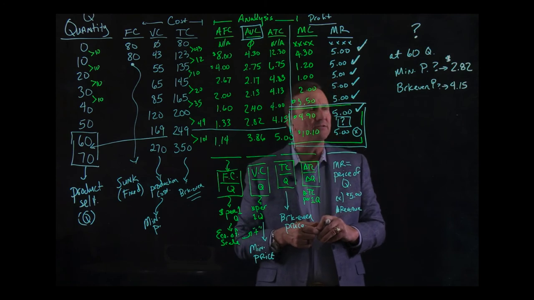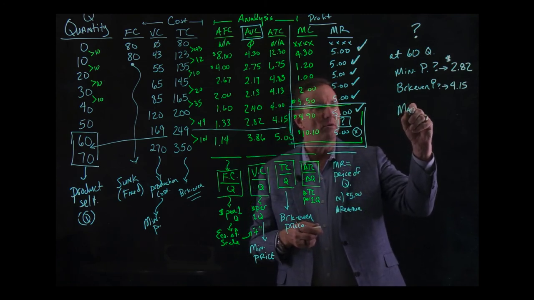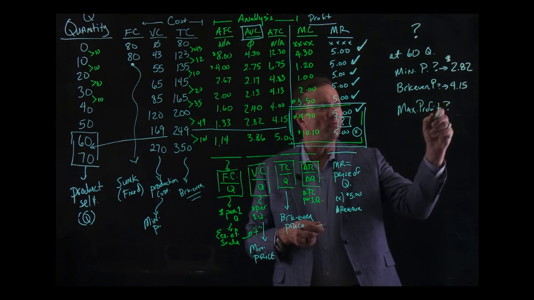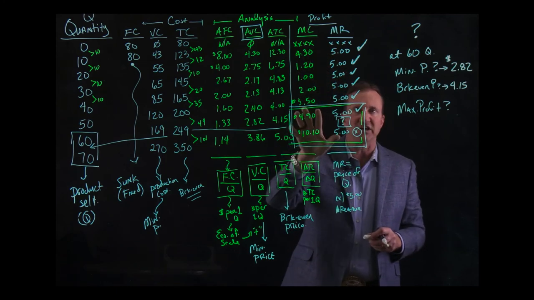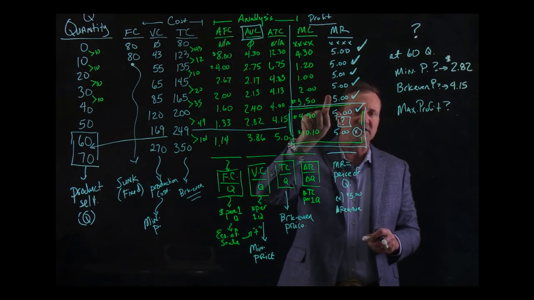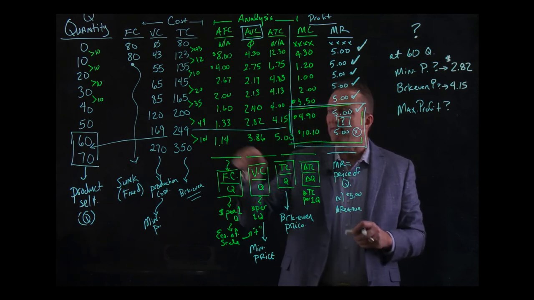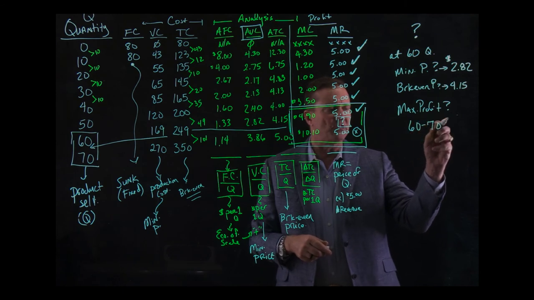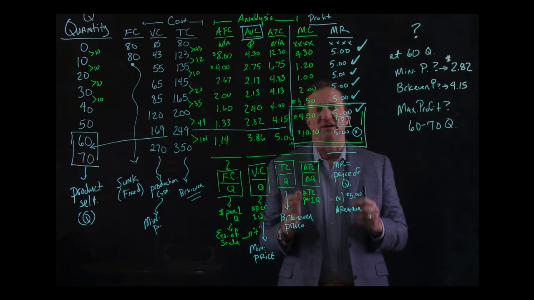All right, what about maximum profit of this whole table? So maximum profit of the whole table, what's the question for that? Well, that's where marginal revenue and marginal costs get used, and you will keep moving from stage to stage until you get to the stage where they equal each other, and that is going to be somewhere between, I don't know the exact number, somewhere between 60 and 70 quantity units of production.